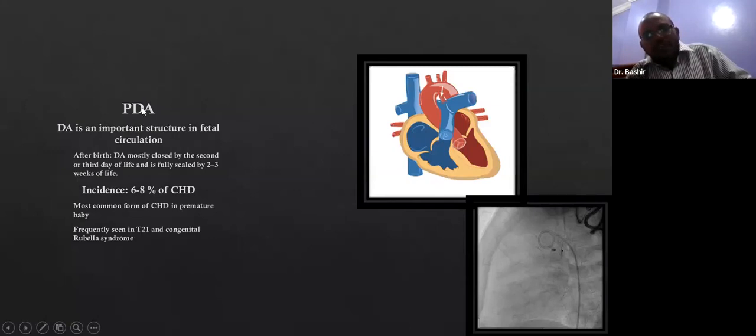Sometimes this PDA, we need it because of some complex congenital heart disease. They are duct dependent. After the neonatal period, before doing surgery, we need the PDA to be patent in some complex cyanotic congenital heart disease. And we even give prostaglandin to keep the PDA patent or open, especially in hypoplastic left heart syndrome, in tricuspid atresia.